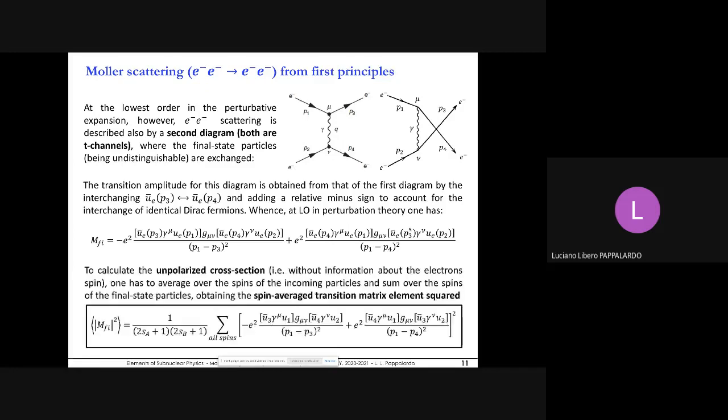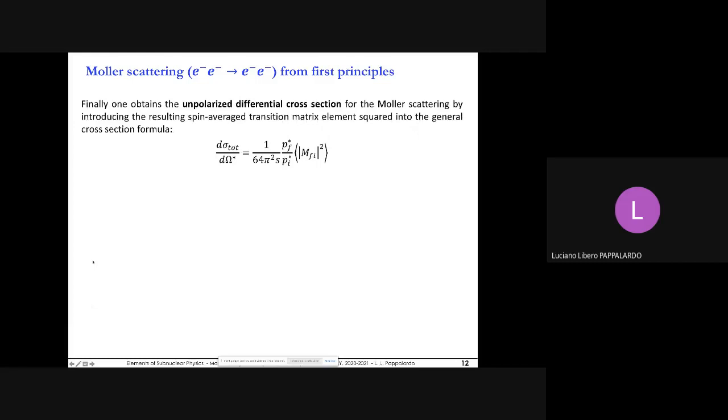Now, to calculate the unpolarized cross-section, so without any information about the electron spin, one, as we studied already, has to average over the spin of the incoming particles and sum over the spins of the final state particles. So at the end, we obtain the spin-averaged transition matrix element squared. We sum over the possible spins, and we divide by the total number of possible spins, given by the spin multiplicity, as usual. Then we also have to sum over the final state spins. So we have a double sum here, and this is what provides you at the end the spin-averaged transition matrix element squared.